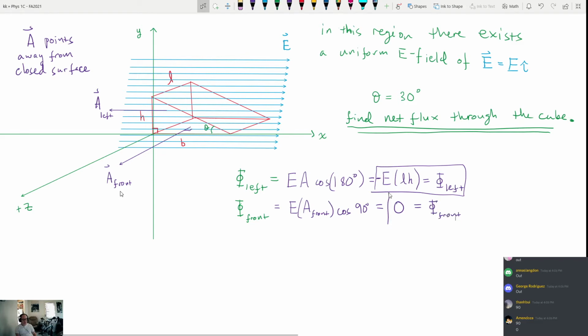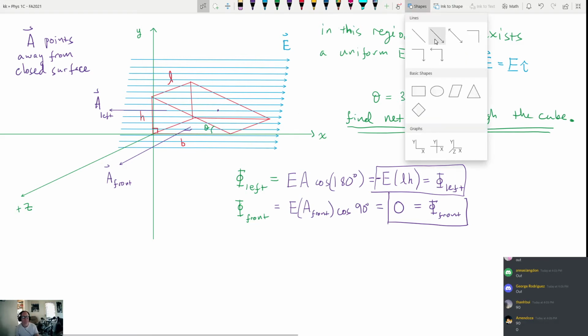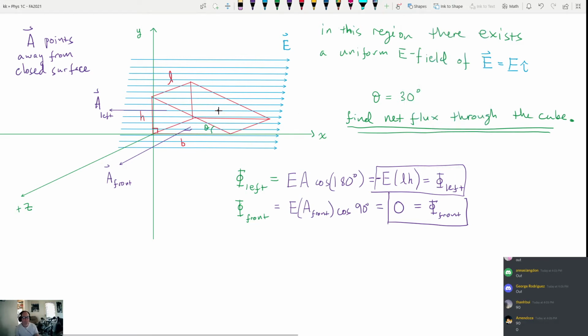Because none of the electric field lines actually penetrate that surface. Okay, what about the back? What's the direction of the area vector for the back going to look like? It's going to have to be the opposite, right? It's going to have to go into the screen like this, right?